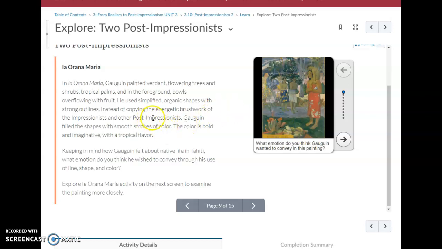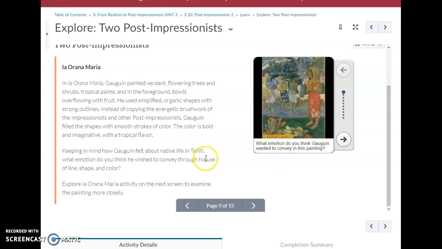Instead of copying the energetic brushwork of the Impressionists and Post-Impressionists, he filled his shapes with smooth strokes of color. So you can see that the color in his painting is a lot smoother than when we're going to talk about Van Gogh. But his color is still bold and imaginative with a tropical flavor.